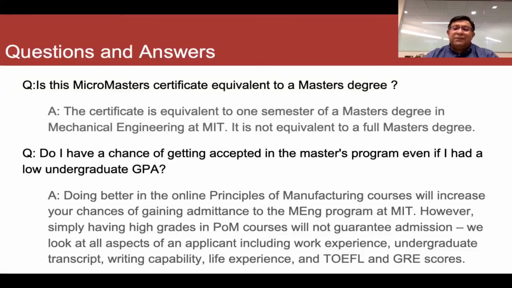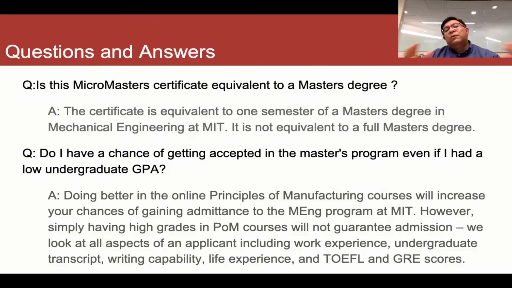Do I have a chance of getting accepted into a master's program if I have a low undergraduate GPA? It depends. But the answer is, yeah, you could be. And the reason it depends is we look at the whole application. And depending on the reasons for your low GPA, the admissions committee will look at that and see if there's any mitigating circumstances. But if you're doing the MicroMasters and you're doing really well, then yeah, that will help in mitigating the issue of low undergraduate GPA.